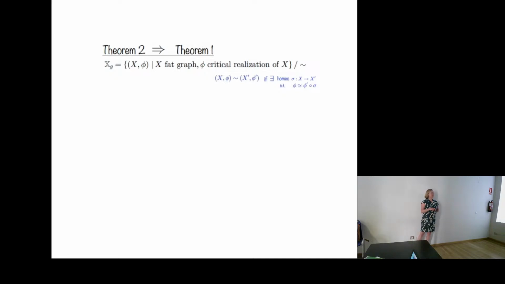Up to some natural equivalence, so we say that a pair of a fact graph and a realization are equivalent if there exists a homeomorphism between the fact graph structure, so one that actually preserves the structure as well. Okay, it's just not so important. So I'm going to look at this set, and I'm going to define a map that takes a pair like that and maps it into the corresponding geodesic.